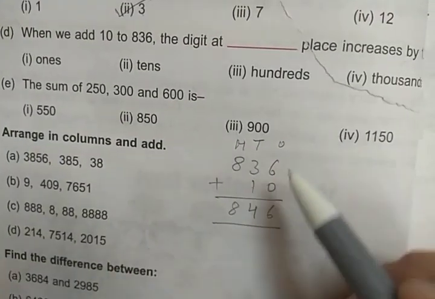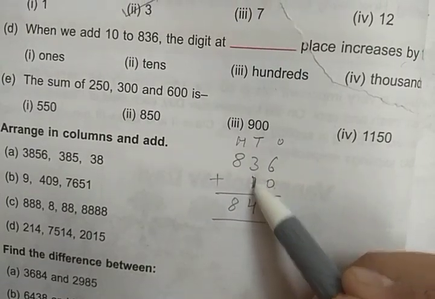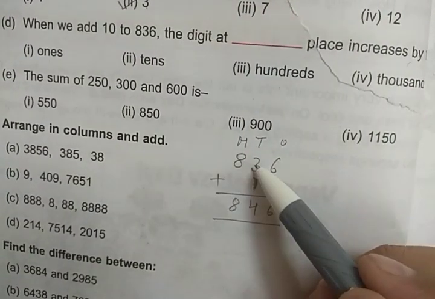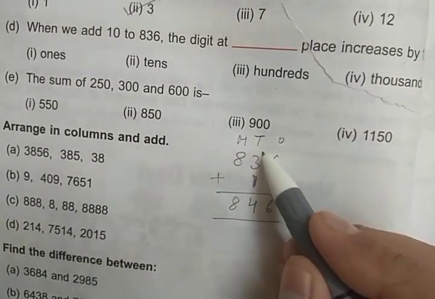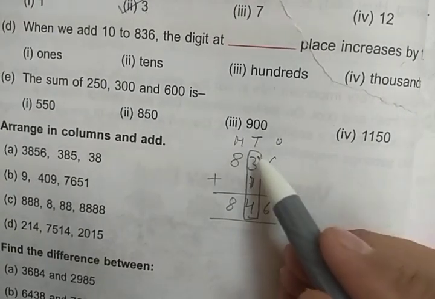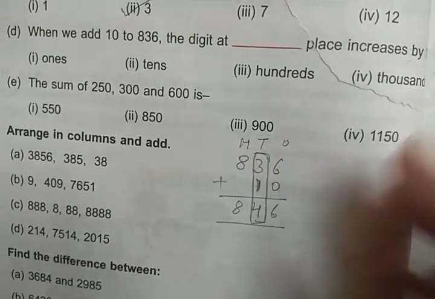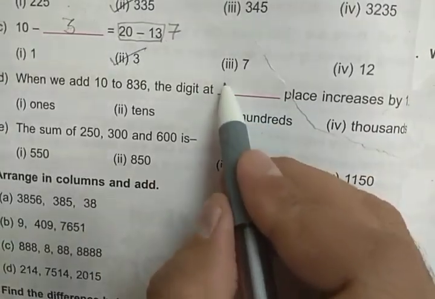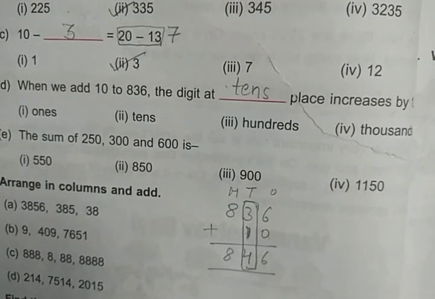So which digit increased? 6 remained 6, 3 increased by 1 and became 4, and 8 remained 8. So here 3 is increased by 1. So which place got increased? 10th place. So we'll write here 10th place. 10th place is increased by 1.